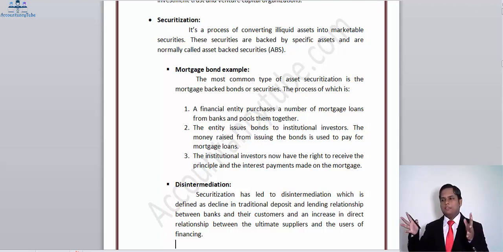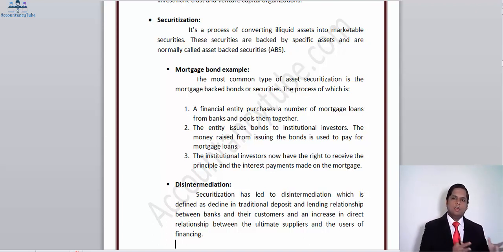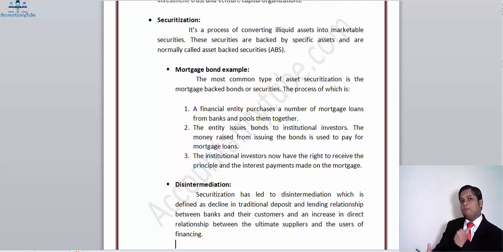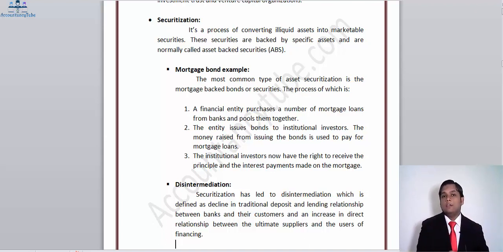It started pooling those loans together, created an instrument or mortgage bond, and sold it to an institutional investor. For example, it pooled 100 loans together into a single bond and sold it to the institutional investor. In this way, the institutional investor has the right to obtain the principal and the interest because it has paid for that bond immediately to the bank. The bank has an immediate source of funds which it can use again if it has an opportunity to use it.